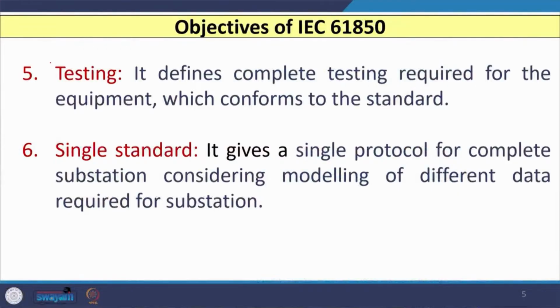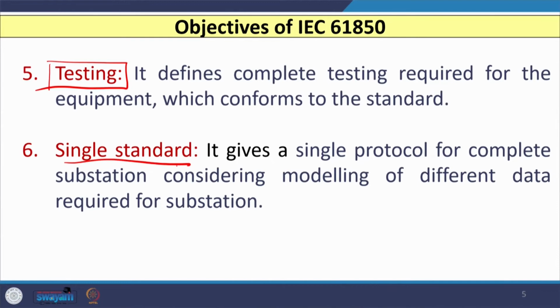The fifth objective is the testing of a particular IED. This testing defines the complete testing required for a particular equipment, which confirms a particular standard, that is the IEC 61850 standard. You have to test the IEDs, and while testing, this confirms that the IED is compatible with the IEC 61850 protocol or maybe some other protocol, as we have discussed in the introduction to PMUs. This is a single standard.